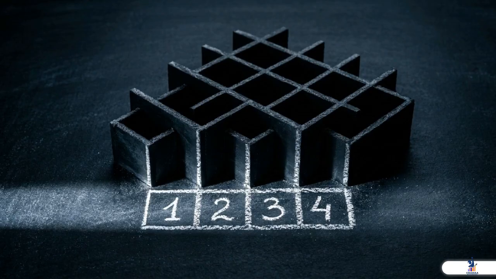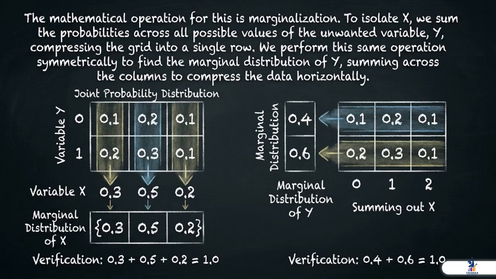From this full picture, we can derive the marginal distributions. These isolate the probability behavior of a single variable by entirely ignoring the other. The mathematical operation for this is marginalization. To isolate x, we sum the probabilities across all possible values of the unwanted variable, y, compressing the grid into a single row. We perform this same operation symmetrically to find the marginal distribution of y, summing across the columns to compress the data horizontally.